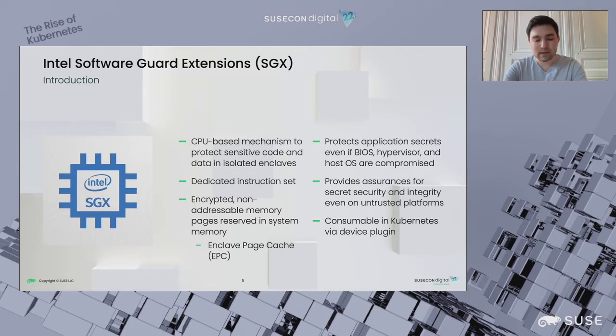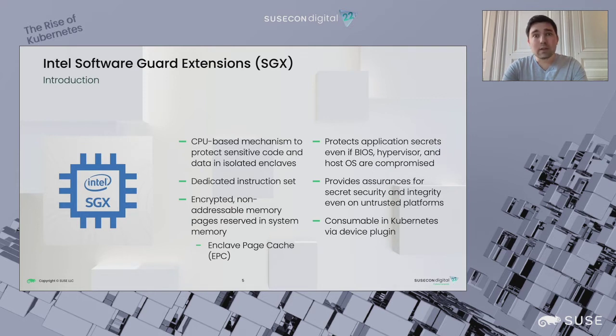Fundamentally, SGX has a segment of memory set aside that is stored encrypted. That data is only ever decrypted on the processor itself. The benefit of this is that it protects your data even in the case of a compromised or untrusted platform. So if your host OS or your hypervisor or even your BIOS are compromised or not trusted, your data is still secure because it's only ever decrypted on the CPU die itself.